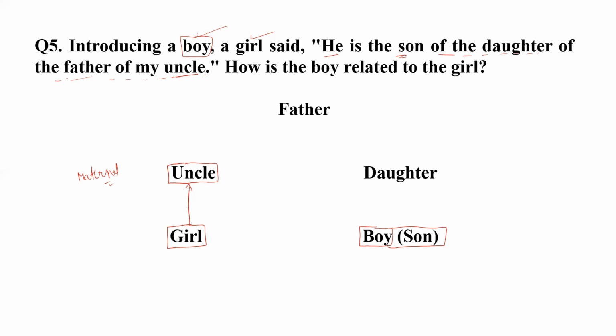So the question is referring to the father of my uncle. So the girl is referring to the father of her uncle. So the uncle is having a father. Father is having the higher status relationship. So that's why we are writing the name of the father just above the name of the uncle. So we have written that. Again reading the line, he is the son of the daughter of the father. That means this lady is the daughter of this man.